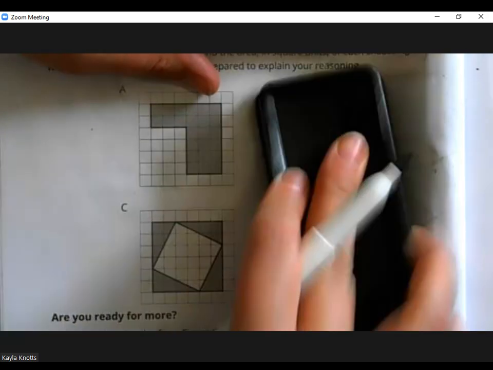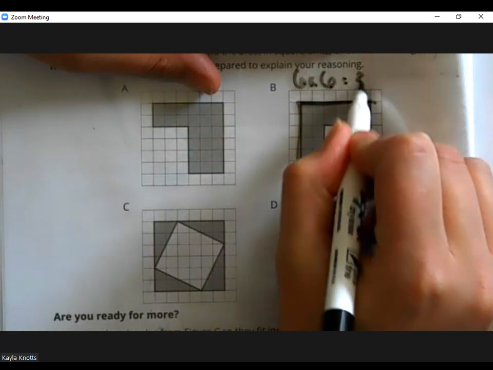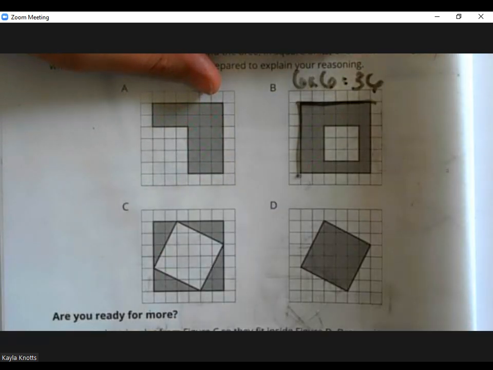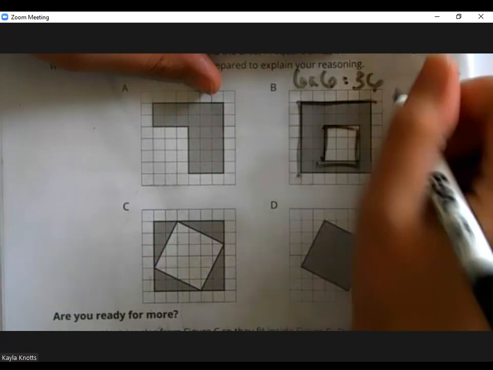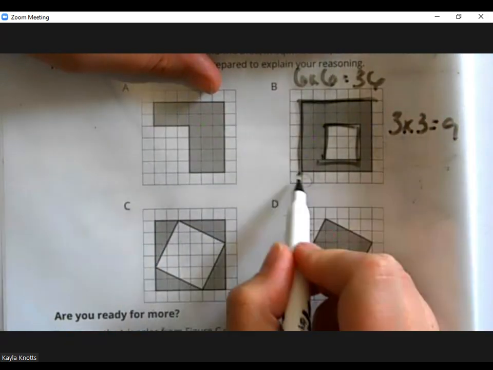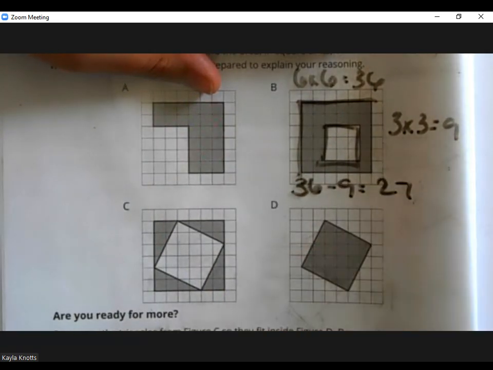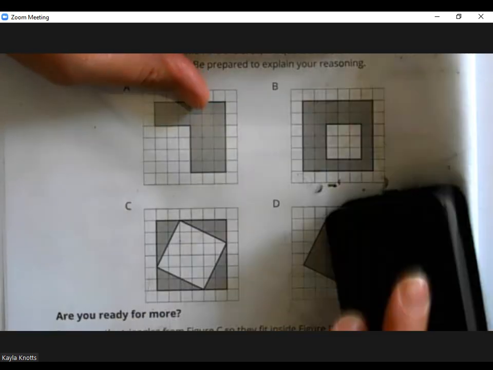Another way would be to find the area of your big square. So that's a 6 by 6. And then find the area of your little square, so 3 by 3. And then you would subtract your big square area by your little square area and be left over with your shaded area. Okay. All right, let's look at this one, letter C.